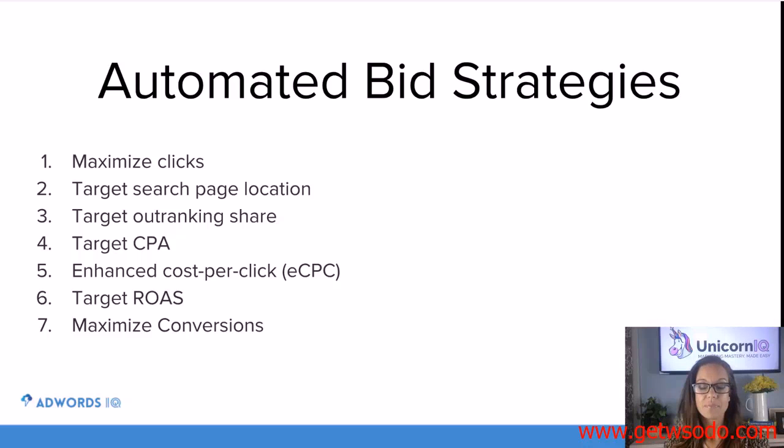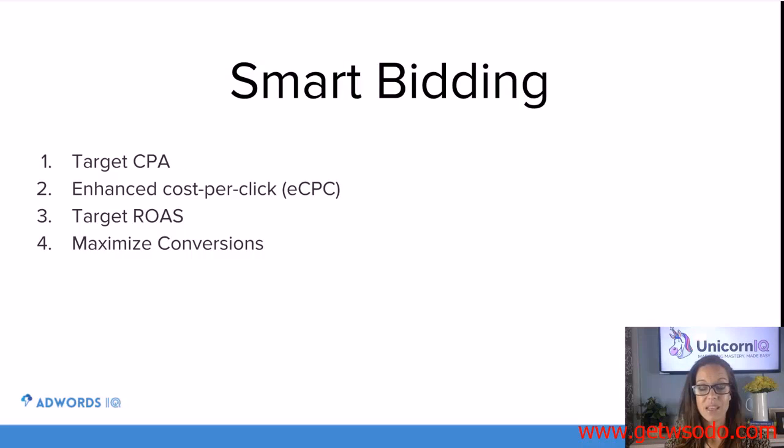Also, smart bidding is like a subcategory of these automated bid strategies, and this type of bidding uses machine learning to optimize for conversions in real time. So this happens when an auction actually occurs. That's just fancy speak for auction-time bidding. And those are target CPA, target ROAS, maximize conversions, and enhanced CPC. So those four are a form of smart bidding.